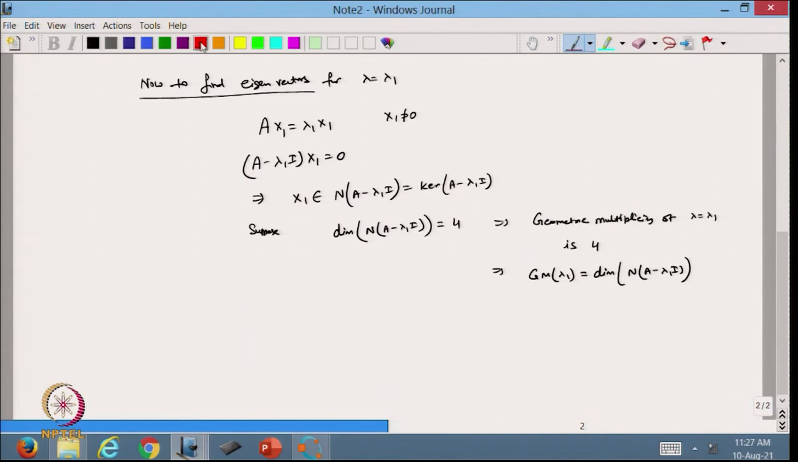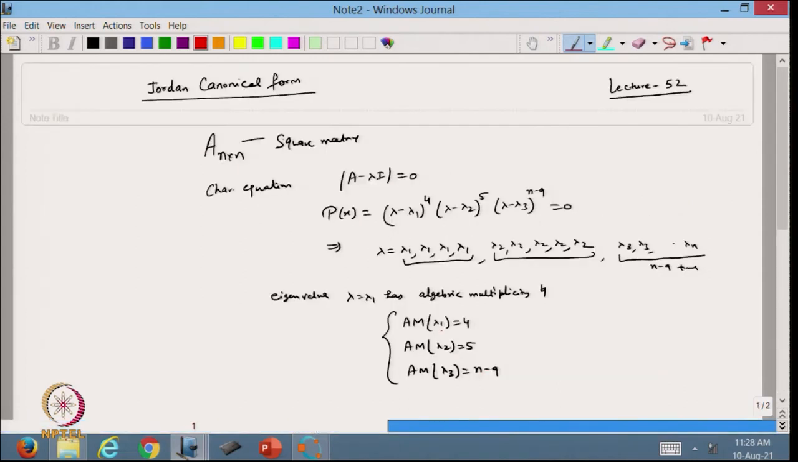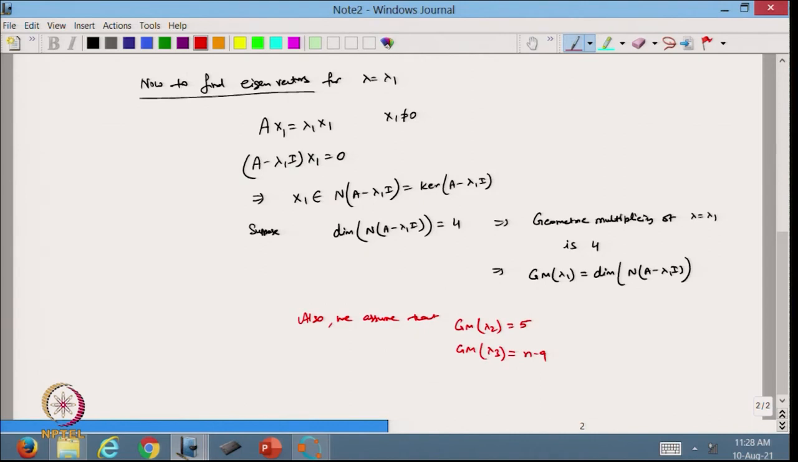We also assume that the geometric multiplicity of lambda 2 is the same as the algebraic multiplicity, that is 5, and the geometric multiplicity of lambda 3 is also the same as n minus 9. Now you see that the algebraic multiplicity of each eigenvalue is the same as its geometric multiplicity. So in this case, we say that the matrix A is diagonalizable.